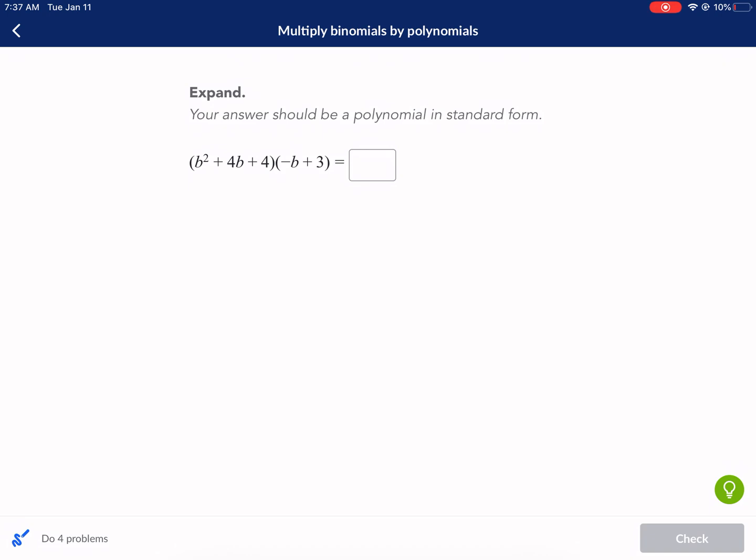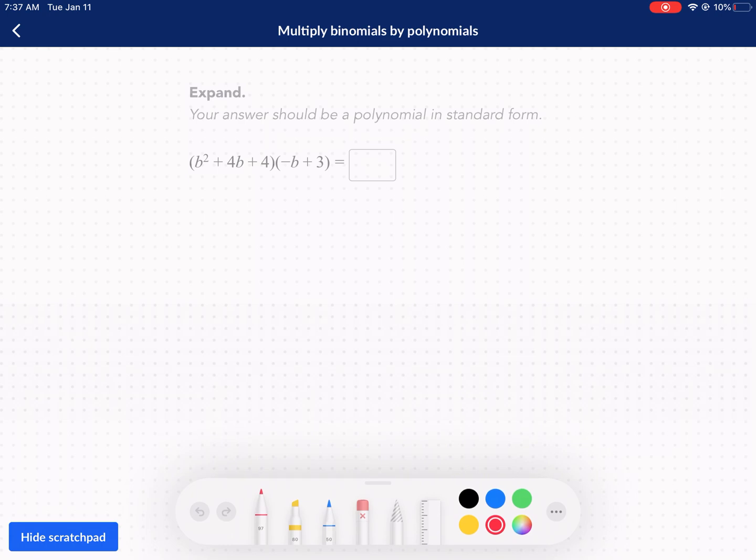So this is an important video because most of the time you see binomials by binomials, but this one is important because it's polynomials. We're asked to multiply these two together and write it in standard form. Let's start with the basics. Hopefully you've already seen binomials by binomials.